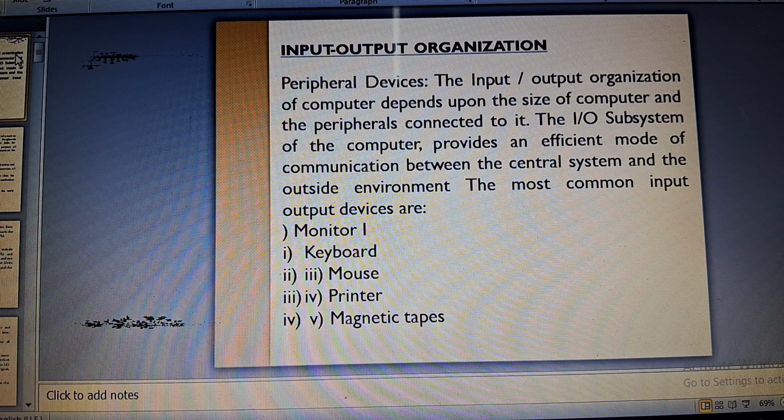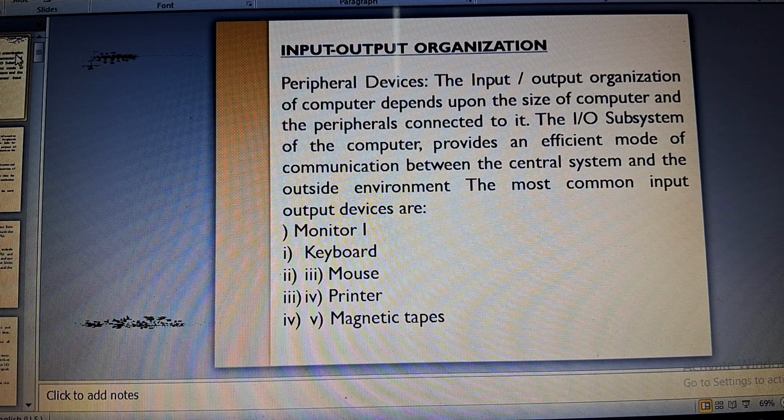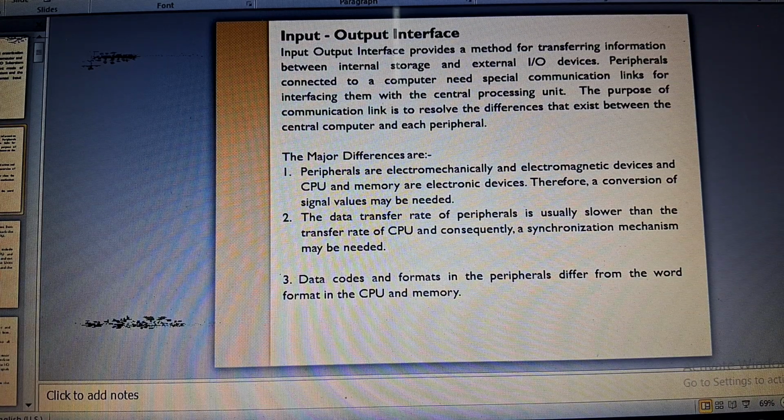The input-output system of a computer provides an efficient mode of communication between the central system and the outside environment, because the CPU is the central system of the computer, and whatever devices we connect with the computer are external. So communication of these external units with the CPU is made easier with the help of the input-output interface, because there is a difference between them.